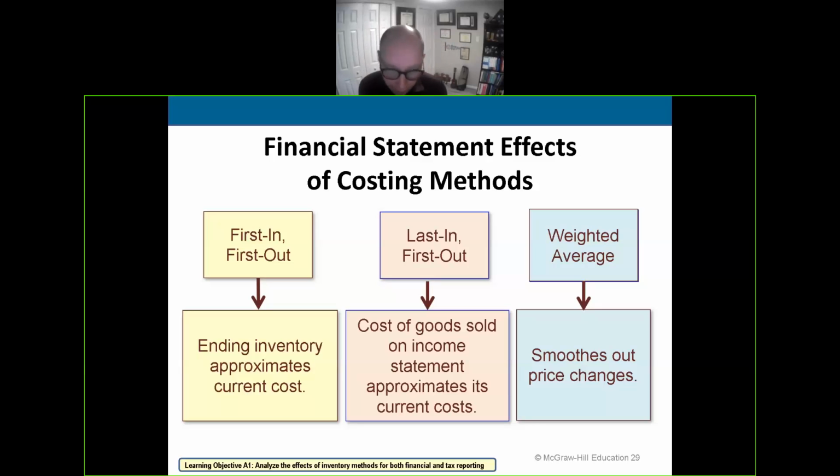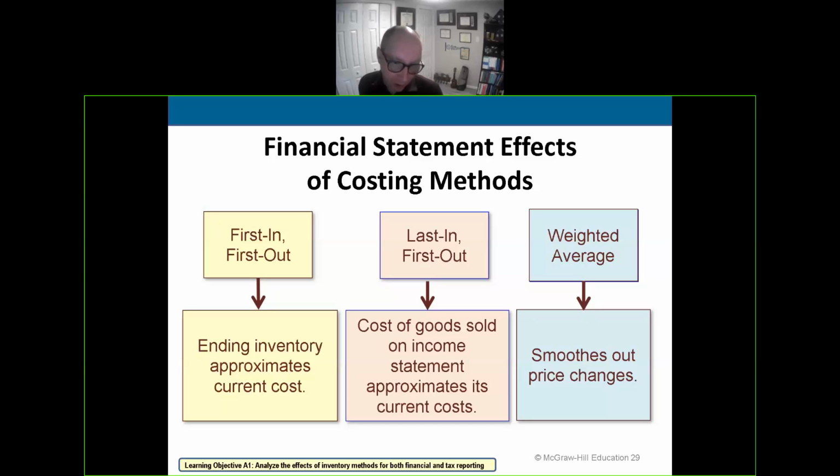With higher cost of goods sold, the lower your net income is. Think about it. You make the same amount of sales, but if your cost of goods sold is higher, that means your gross profit's going to be lower, right? Minus all your expenses, you're going to have a lower net income. Taxes are based on net income. So the lower your net income, the lower your tax bill is going to be. Right? So that's the real reason why companies select one of these three methods.